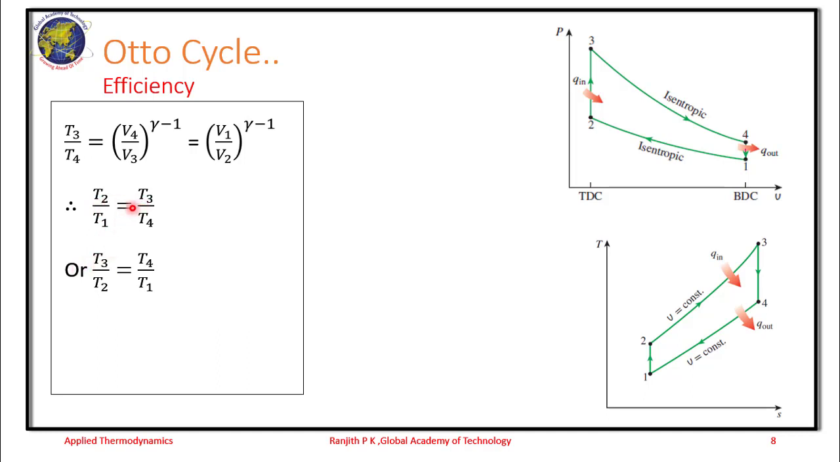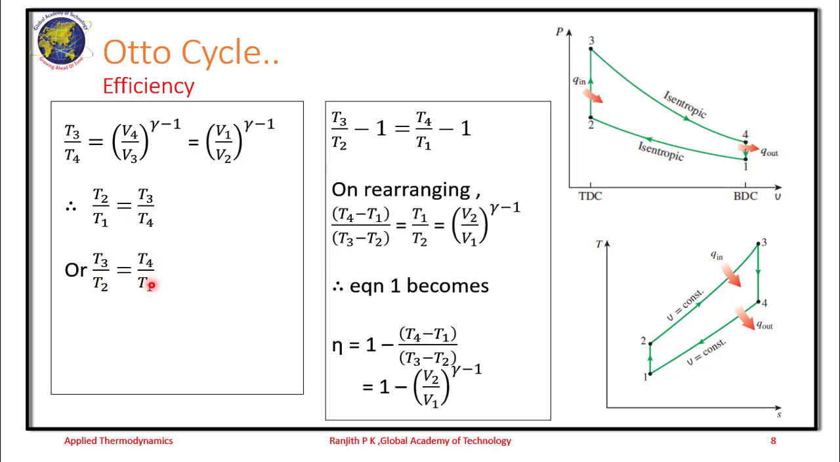A small rearrangement is what we have done here. T3 by T2 is equal to T4 by T1. Then we subtract 1 from both the sides and we have a rearrangement. So we obtain T4 minus T1 divided by T3 minus T2 as T1 by T2. And we know T1 by T2 also as V2 by V1 power gamma minus 1. So the intermediate expression for the efficiency which we had was this, that is efficiency is equal to 1 minus T4 minus T1 divided by T3 minus T2. That is written in terms of T1 by T2 and in turn written in terms of the volume.